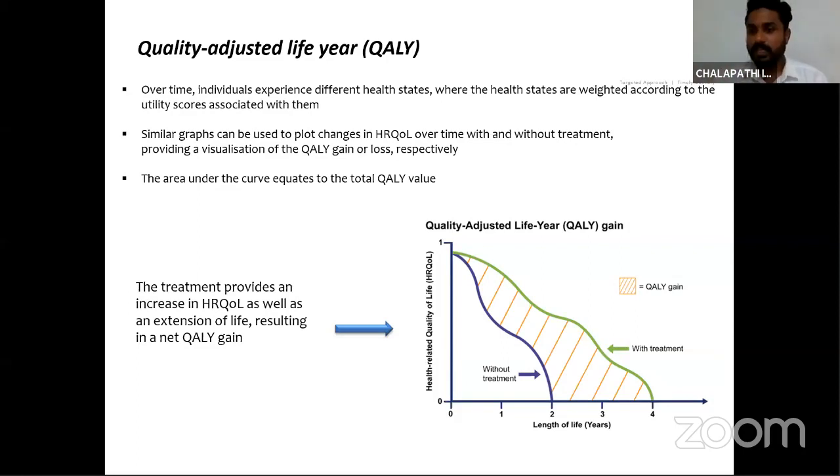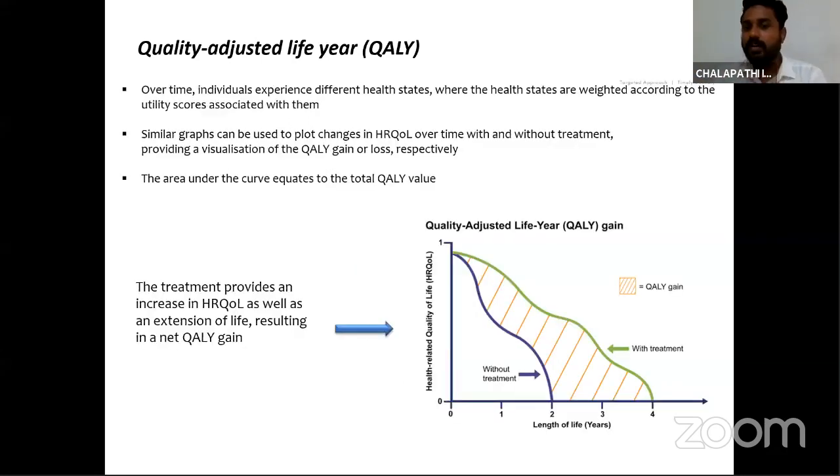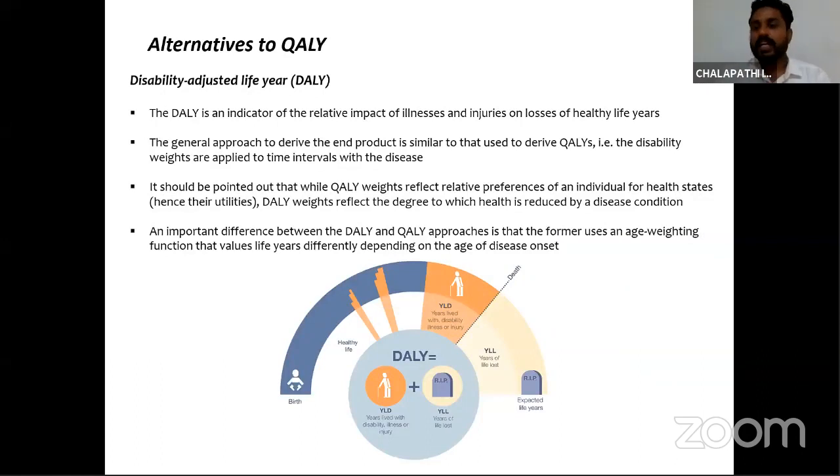That will be his quality, because since there is no change in this y-axis, I'm not considering that part. I'm just looking into the x-axis. But here there is a change in the y-axis. That's why I have to look into the y-axis as well. This is how we calculate the QALY in simple aspects. So it depends on the situation. It will vary.